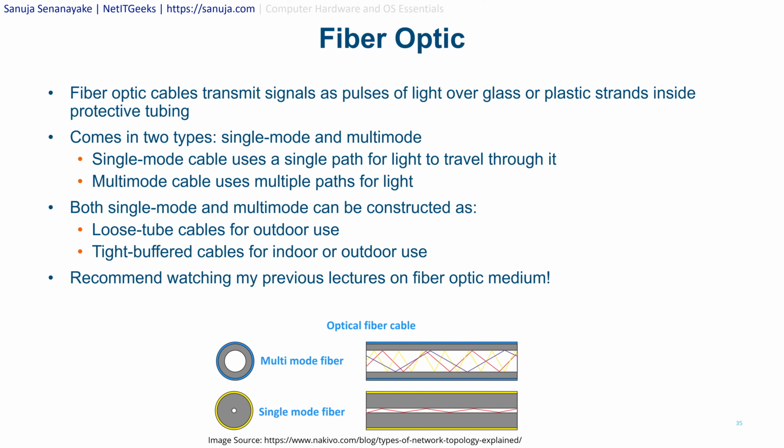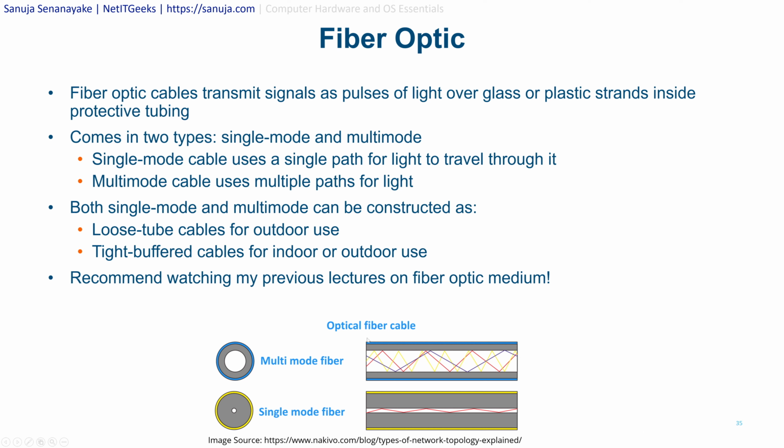Both single mode and multi-mode can be constructed as loose tube cables for outside use, as well as tight buffered cable for indoor or outdoor use. So those can be manufactured in either way. I recommend watching my previous lectures on fiber optic medium and my future lectures. When it comes to the point, I'm going to be posting some structured cabling lecture series to better understand how fiber optic cables work. But for the A+ certification program, these are the basic broad overview of fiber optics that you need to learn for your exams and quizzes.